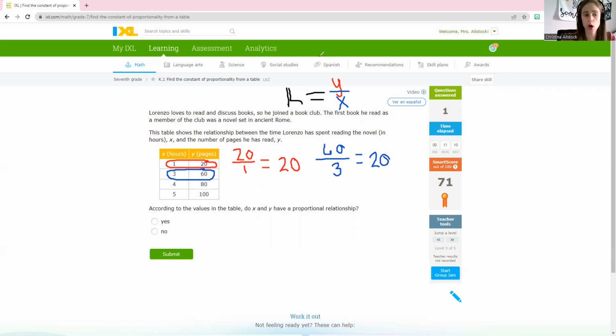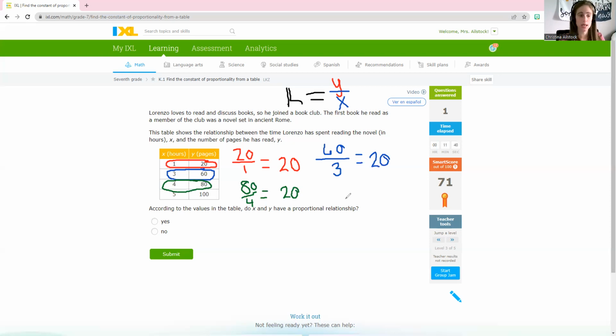Let's go ahead and check one more using this same strategy, and then I'll show you another way you could check it. So now we have 80 divided by 4. And 80 divided by 4 is in fact 20. All right, you could do this same pattern for the last one. You could take 100 and divide it by 5. And if we did that, we would get the answer of 20.